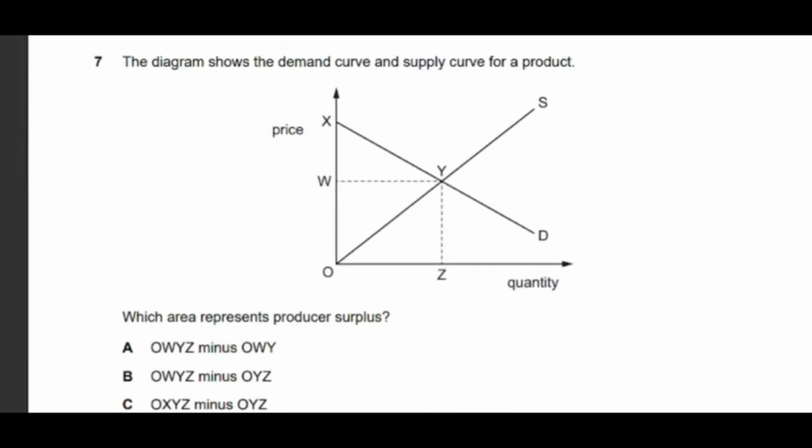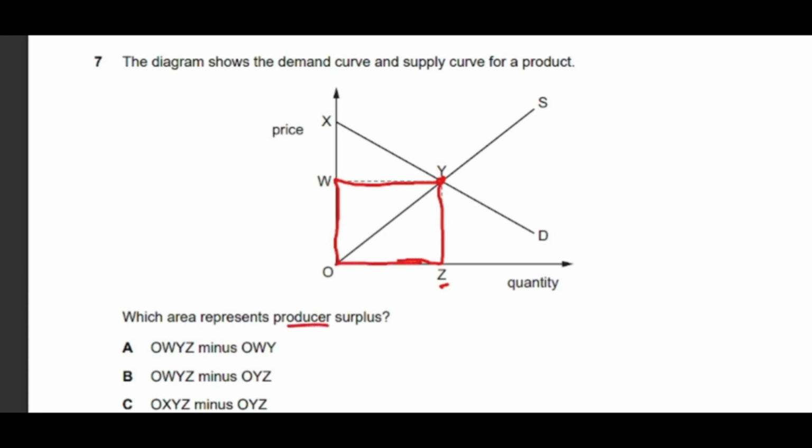Moving to question number 7, the diagram shows the demand curve and supply curve of a product. Which area represents producer surplus? As per this graph, equilibrium price is W, equilibrium quantity is Z. So total payment by the consumer here is OWYZ, and this is the complete area that consumers will pay.